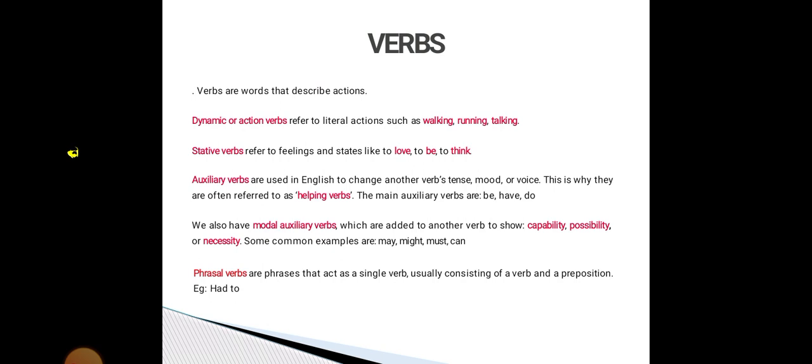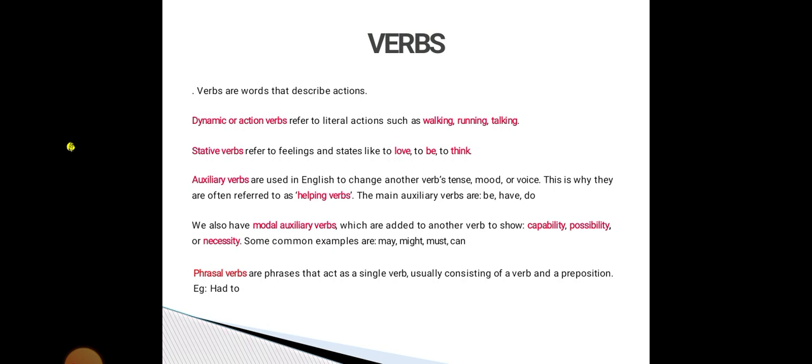Next we can see auxiliary verbs. What are auxiliary verbs? Auxiliary verbs are used in English to change another verb's tense, mood or voice. This is why they are often referred to as helping verbs. The main auxiliary verbs are be, have, do. These are called auxiliary verbs.